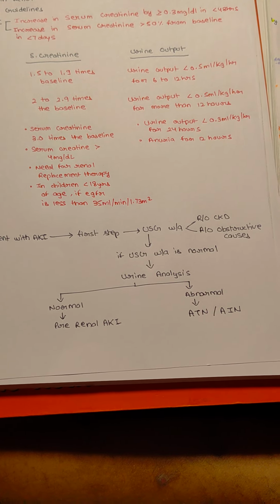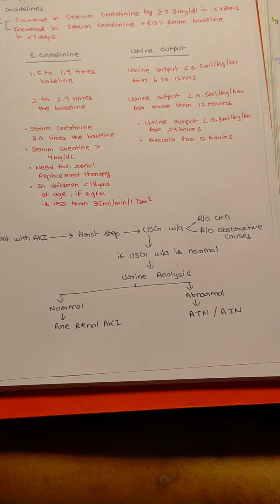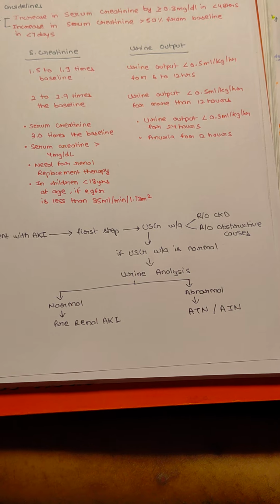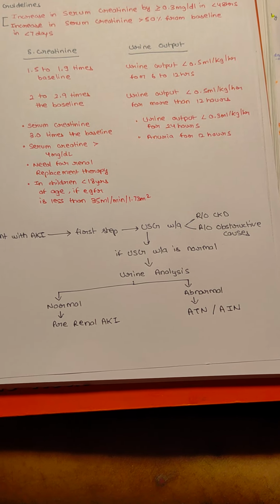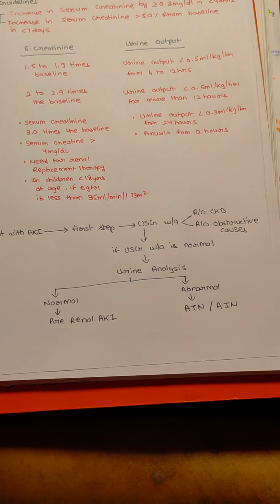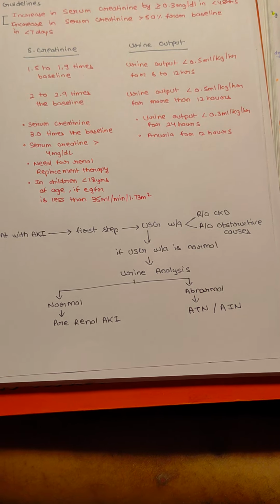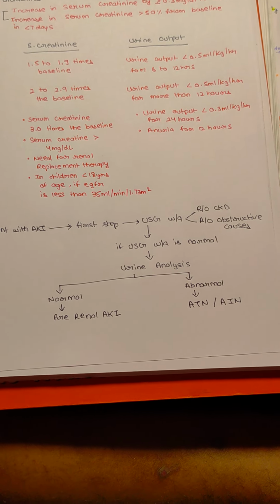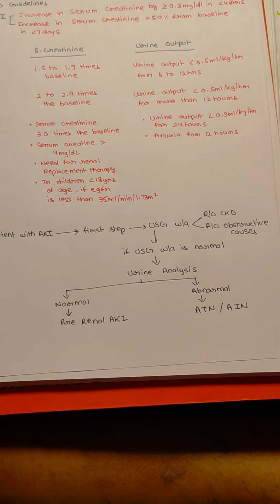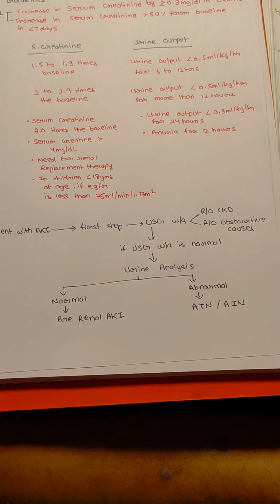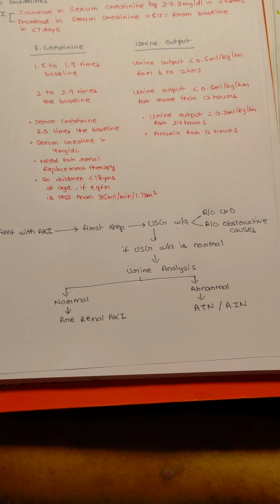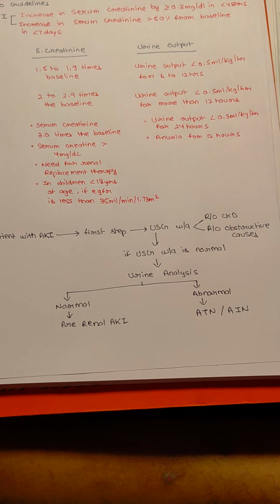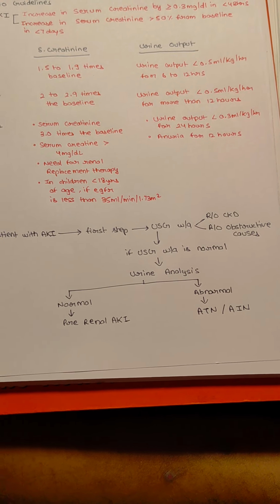Once you have done that and the USG is normal, then you can do urine analysis to rule out whether it is a pre-renal cause of AKI or it is a renal cause of AKI. In renal causes, there are mainly acute tubular necrosis, ATN, or acute interstitial nephritis. So I hope this video gives you a lot of clarity on what exactly is AKI, how do you diagnose it, and what can you do as soon as you encounter AKI.